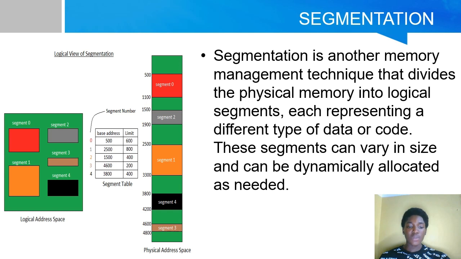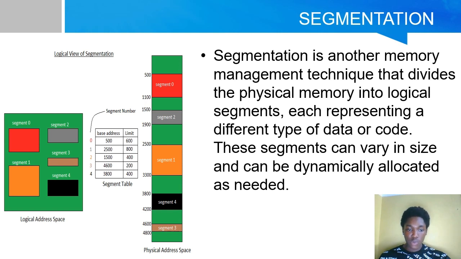And now we have a table down there too, which has the segment number, base address, and limits. So you can see from segment number 0, the base address is 500 and the limit is 600. And at segment number 1, the base address is 2500 and the limit is 800.